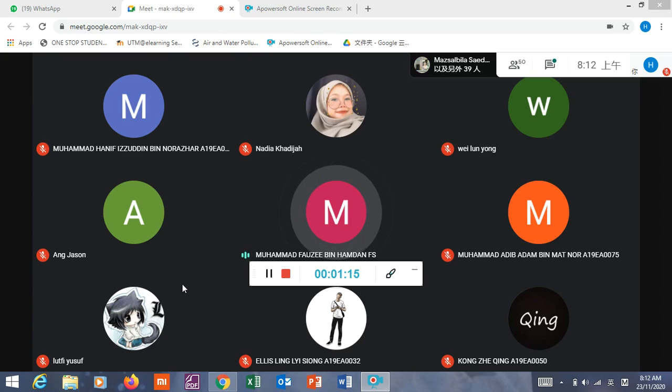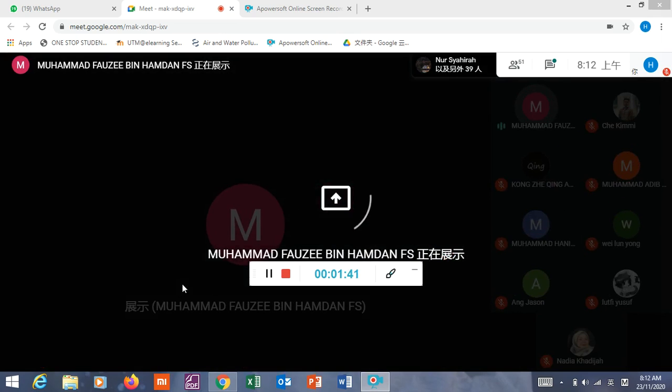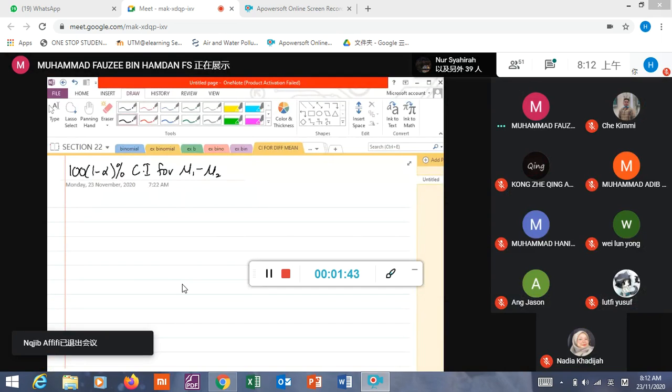A 100 minus alpha percent confidence interval for the unknown. Our unknown in this case is mu1 minus mu2, the difference between the two population means. So in this case, our unknown parameter is the difference between two population means.